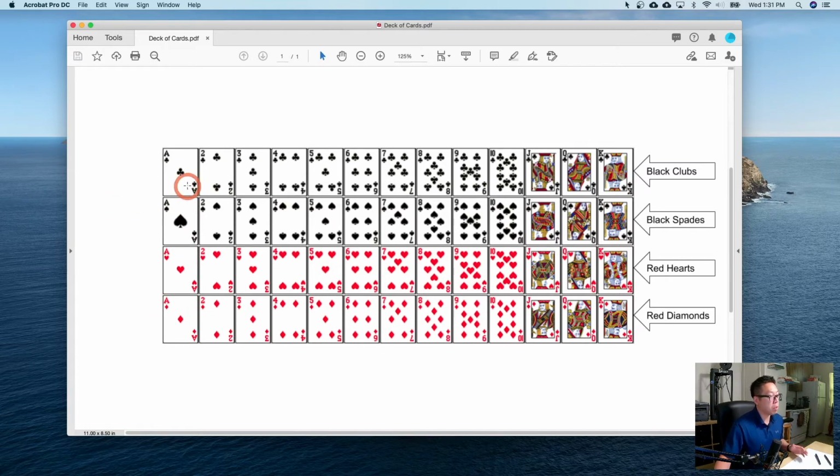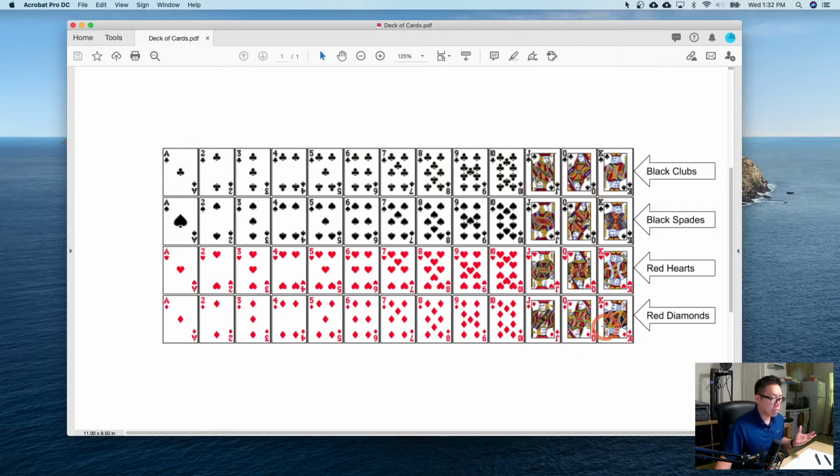Now, for each row, notice that it goes from A, 2, 3, all the way up to 10. So think of the A as 1. So 1 through 10, Jack, Queen, King. Jack, Queen, King are called face cards because you can see a face on them.